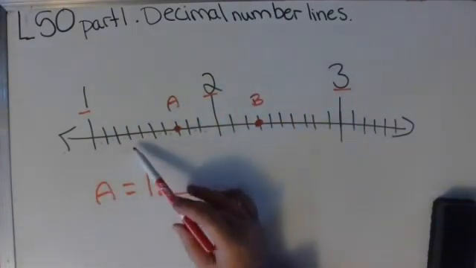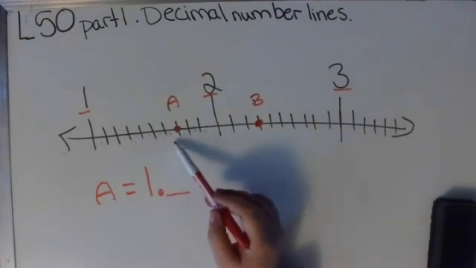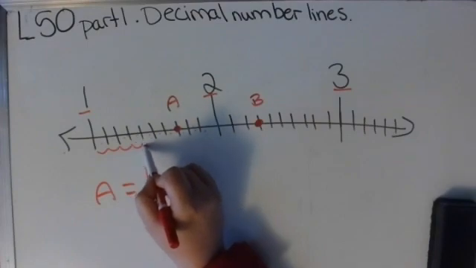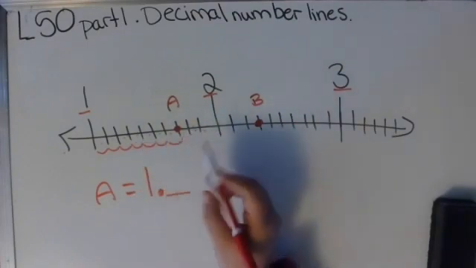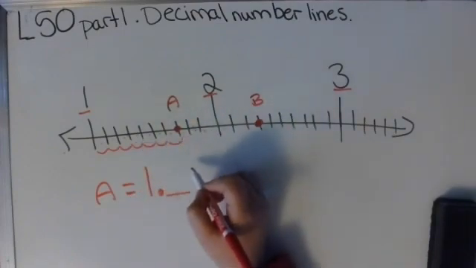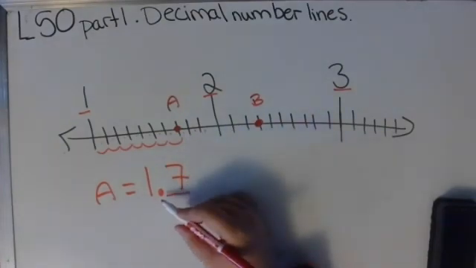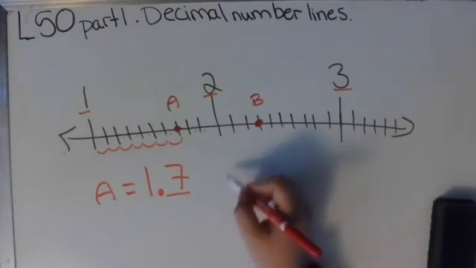Now we count how many pieces A passes before stopping. So 1, 2, 3, 4, 5, 6, 7. A is the 7th piece, so we're going to write 7 in here, and we have 1 and 7/10.